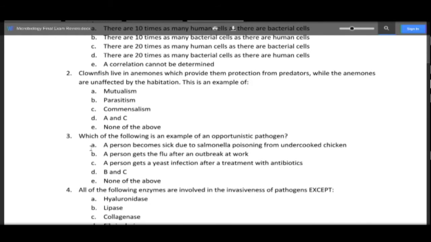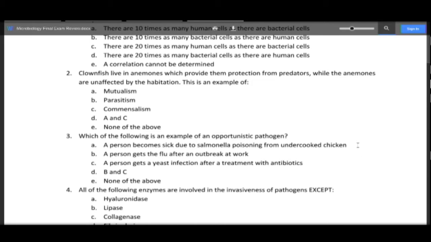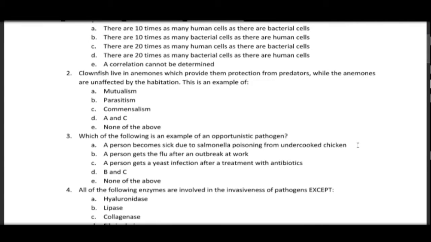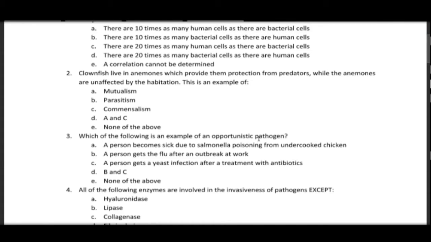So if we look at our answer choices, A says, a person becomes sick due to salmonella poisoning from undercooked chicken. So this isn't necessarily an opportunistic pathogen because you're eating the pathogen and then you're getting sick from it. So it's just right away infecting you. It's not under certain circumstances that it's able to infect you, but normally it wouldn't. So salmonella usually under any circumstance would have an effect due to food poisoning. That wouldn't necessarily be an opportunistic pathogen.